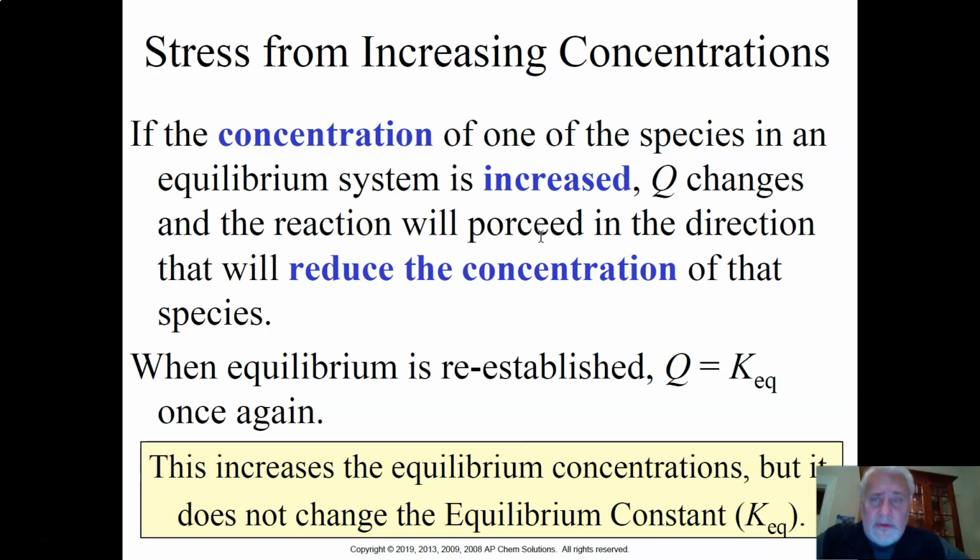That's the third video. So the other thing you can do, which is a little more obvious, is dump in some reactants. It goes away from where you dumped in the reactants. If you dump in products, it'll go away from where you dumped in the products, because you'll be heavy on the products and it'll shift left. Dump in the reactants, it'll be heavy on the reactants, it'll shift right.